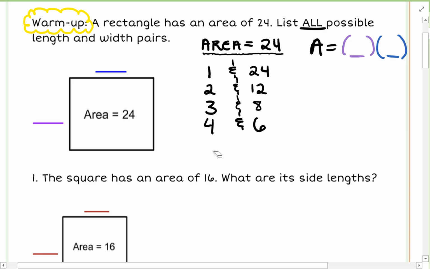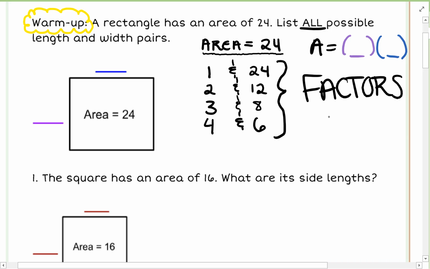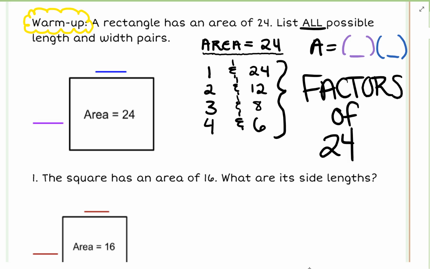All right, so we've come up with a list of numbers that go into 24 and there's no fractions. What are these numbers called? They actually have a specific name. These are called factors of 24. Factors would be numbers that divide evenly, meaning there are no fractions or decimals or remainders left over.